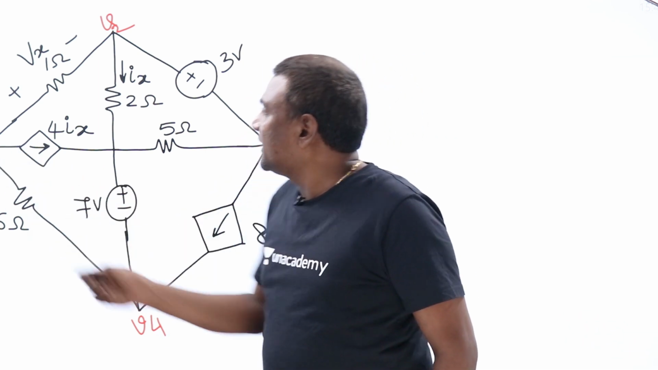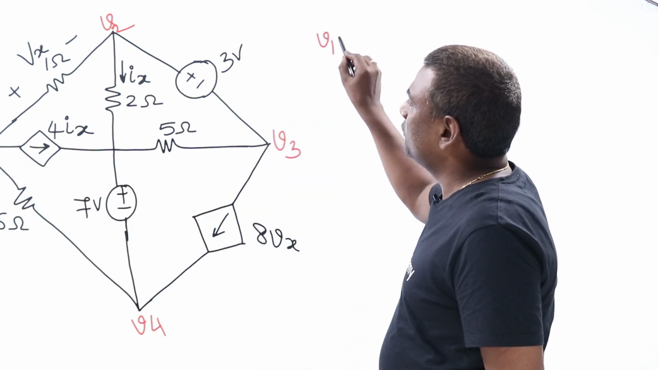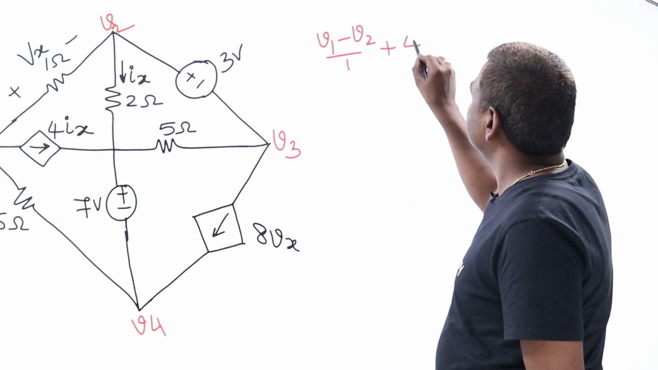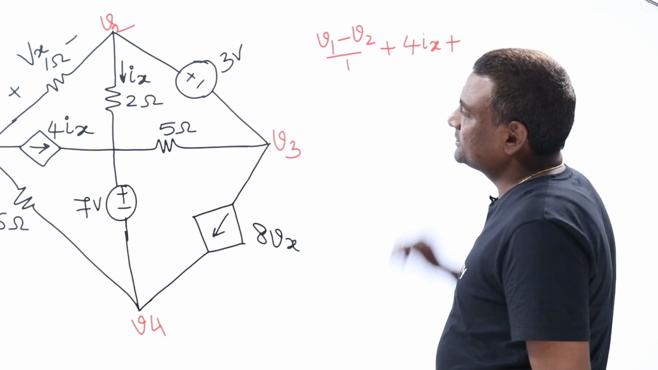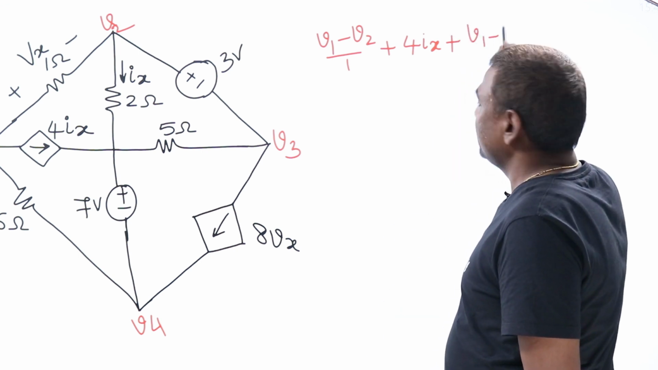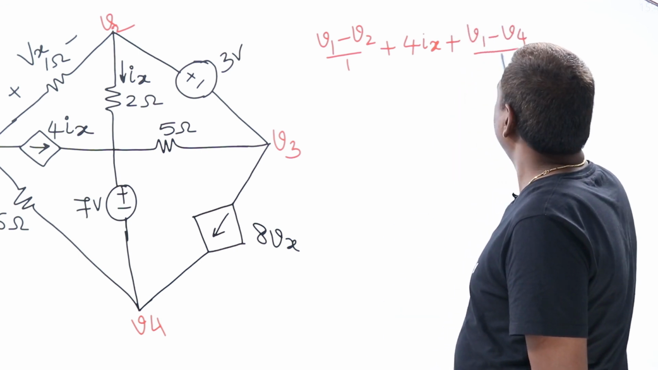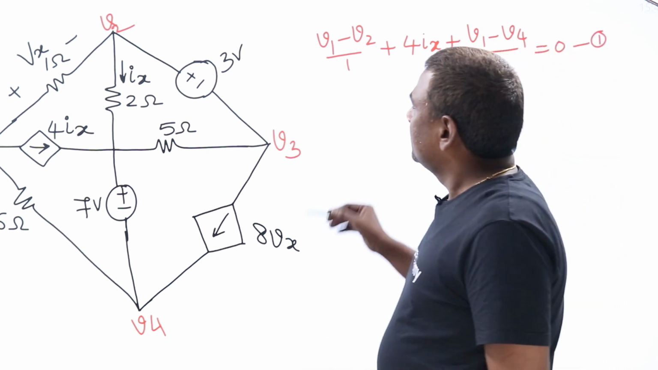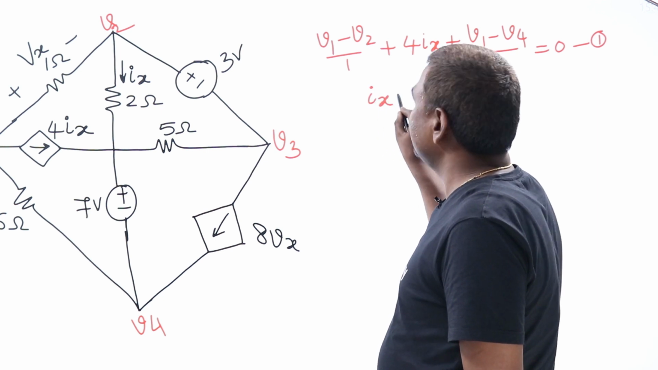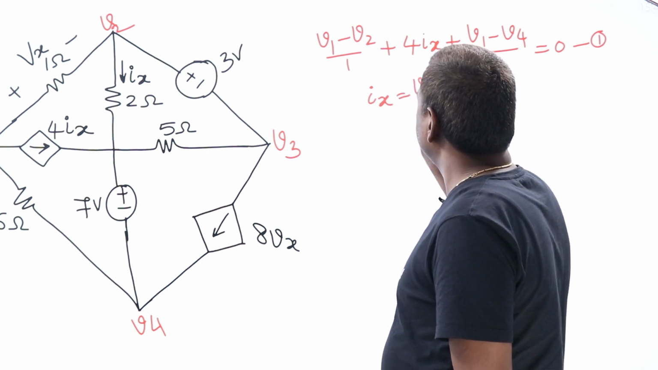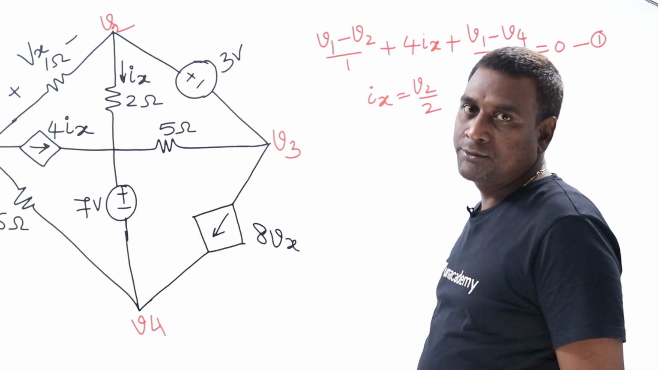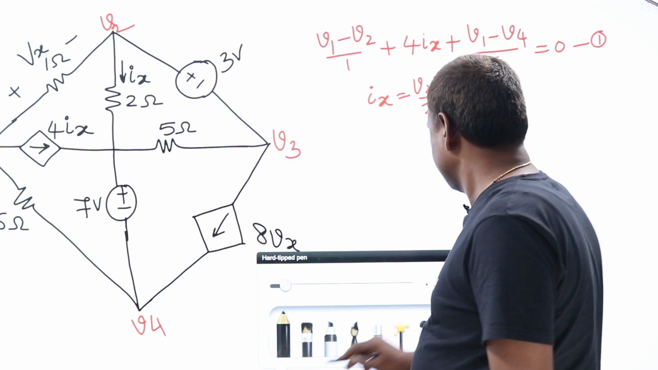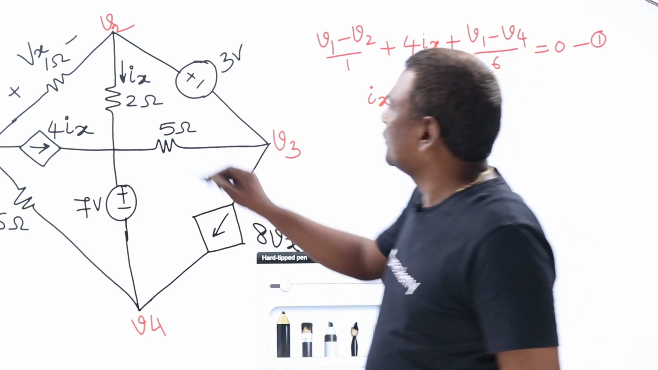This equation leaving is going to be (V1 minus V2)/1 plus 4Ix plus (V1 minus V4)/6 equal to 0. First equation. What is Ix here? Ix is going to be V2 by 2. Problem solved.